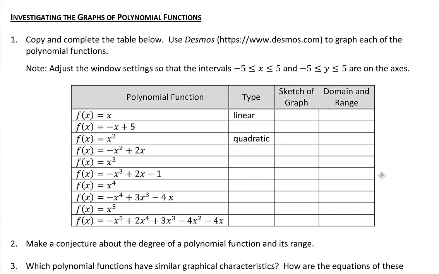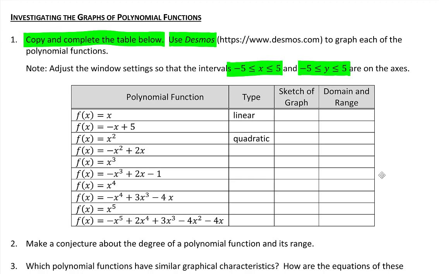So now we're going to take some time and look at graphs of various polynomial functions. So copy and complete the table below. We're going to use Desmos to graph each of the polynomial functions. And one thing you might want to do is adjust the window settings in Desmos so the intervals for x are from -5 to 5 and the intervals for y are from -5 to 5 as well. So I'll show you how to do that now.